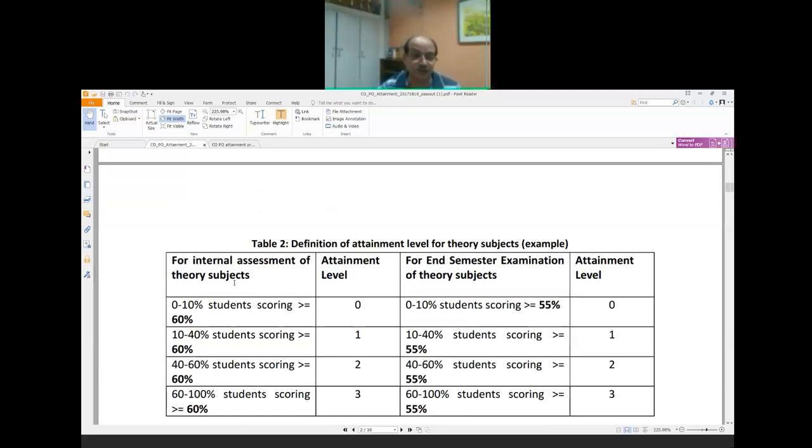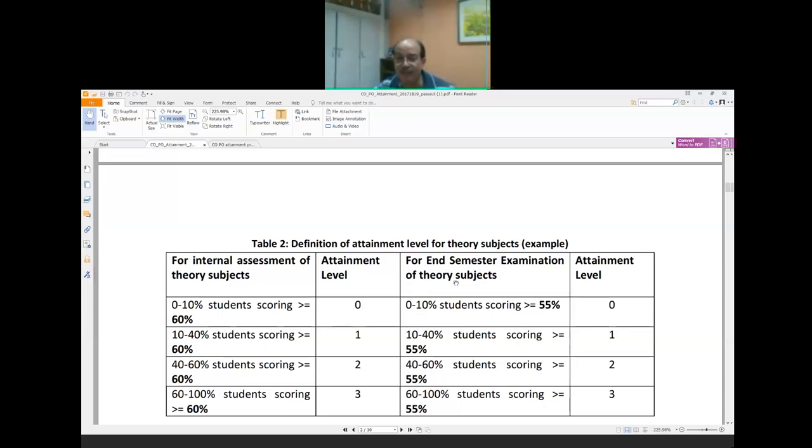So this is what we say are the definitions. For internal assessment of the theory subjects, in case there are 0 to 10% of students scoring greater than 60% of the marks, that means there is hardly anyone scoring more than 60% marks in a particular subject, then my attainment level is 0. This has to be communicated to the teacher. In case between 10 to 40% students score greater than or equal to 60%, I say the attainment level is 1. If it is 40 to 60% of students scoring 60%, then 2, and 60 to 100, if it is greater than 60%, then we say 3. So this is my attainment level, which is defined by any of the governing councils, any of the bodies who will decide this. And this has to be uniform.